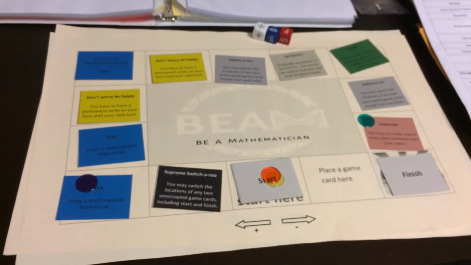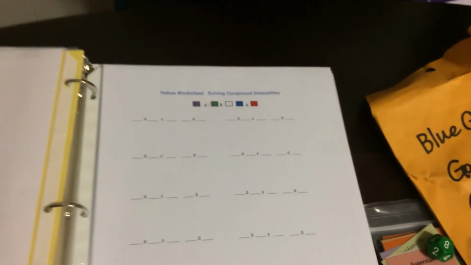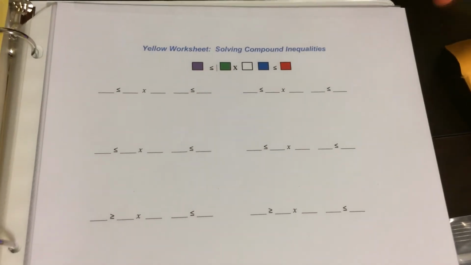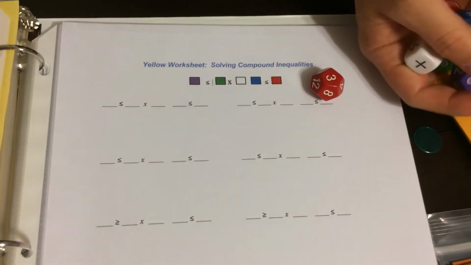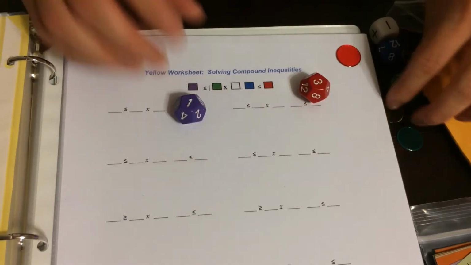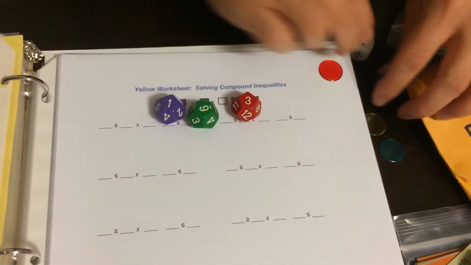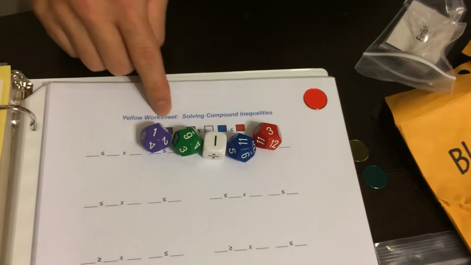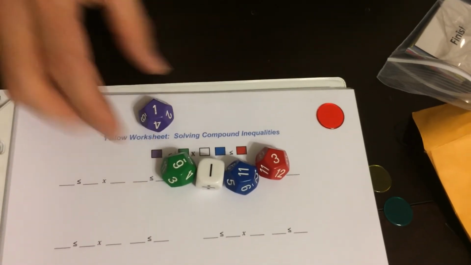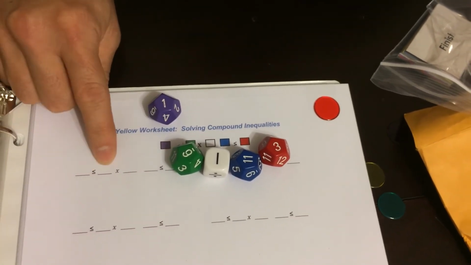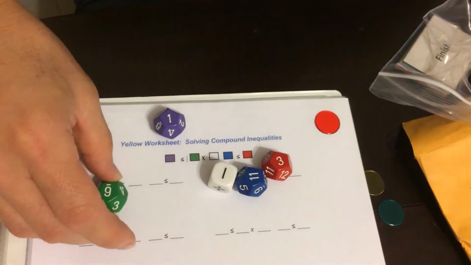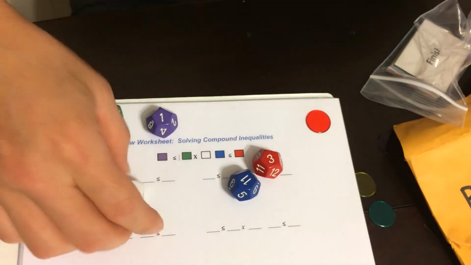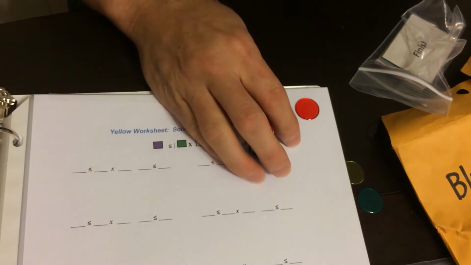Yellow group is similarly the same. They would have their worksheets. And their dice also match up to the colors. So they have a purple dice, a green, a red, a white, a blue, and a red. And these numbers line up to here. So if they rolled a 1, then the 1 goes here, then you have their symbols. Then the green goes next, then you have X, then you have your symbols, so on and so forth.